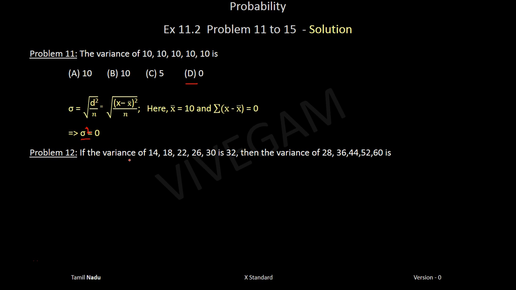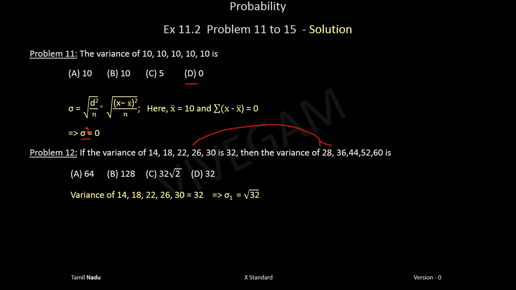If the variance of 14, 18, 22, 26, 30 is 32, then the variance of 28, 36, 44, 52, 60 is. Please observe the data. 14 into 2, 28. 18 into 2, 36. So basically this series multiplied by 2 gets this series for us. So each and every term is multiplied by 2 to get this series.